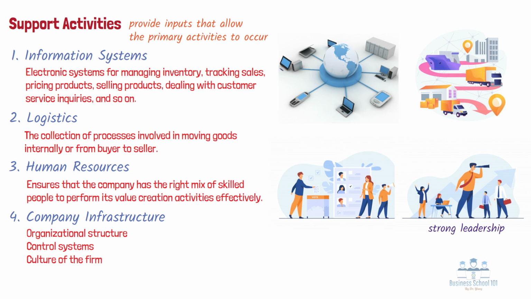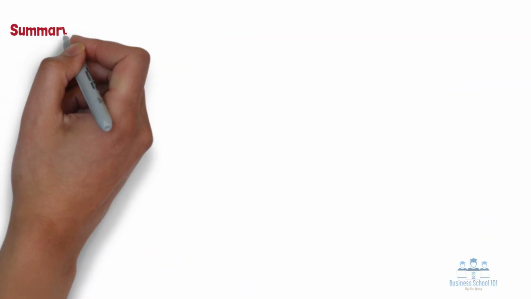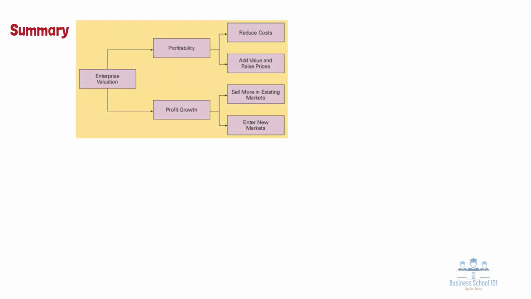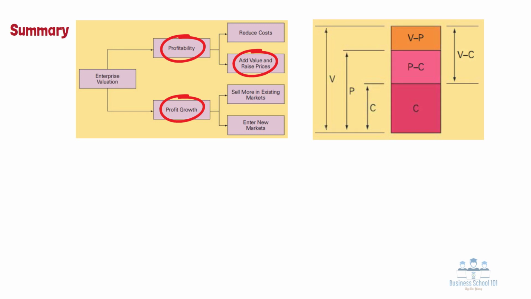Okay, now that we have an understanding of the firm's general strategy and value creation process, here's a short summary. To maximize the value of a firm, managers must pursue strategies that increase the profitability and profit growth rate over time. One of the most important approaches to increase firms' profitability is to create more value. The amount of value a firm creates is measured by the difference between its costs of production and the value that consumers perceive in its products.